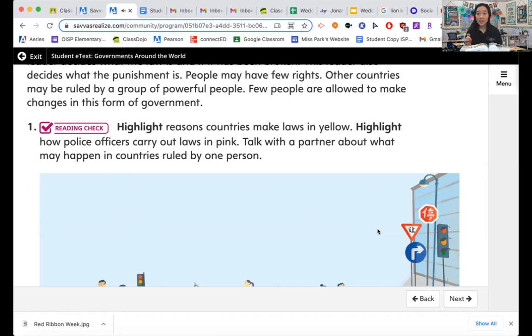All right, so in your book, it says underline reasons countries make laws. We're going to be highlighting it in our online version in yellow.